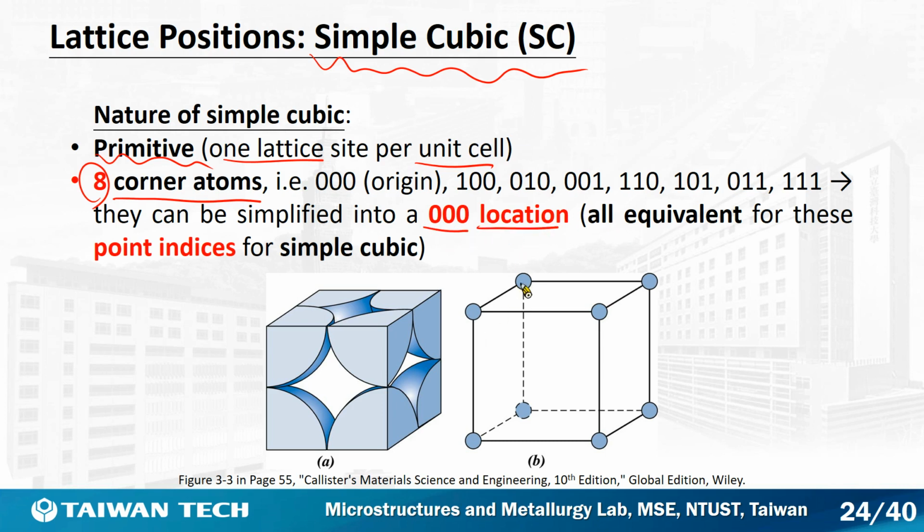You can choose the origin for this one, for this one, for this one, right? We can change the origin. So all the atoms are actually equivalent. For simple cubic, you just need to list one lattice position to describe it. Okay, let's move on to talk about some more complicated structures.